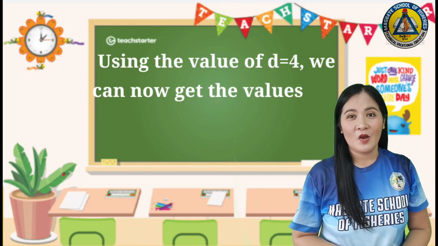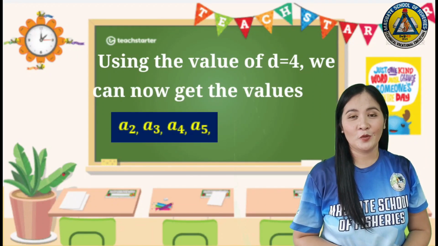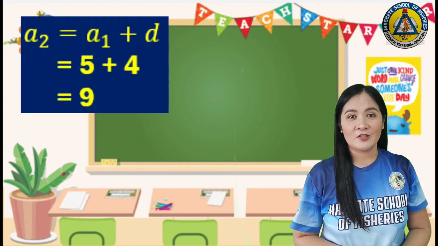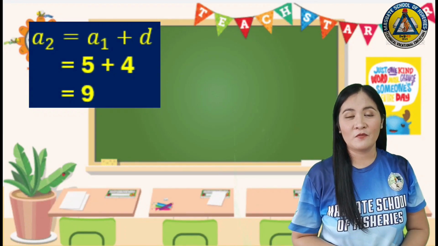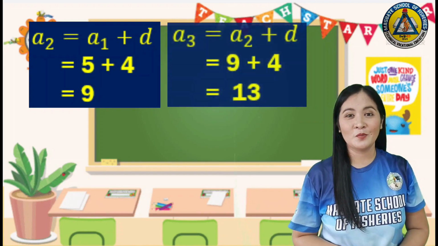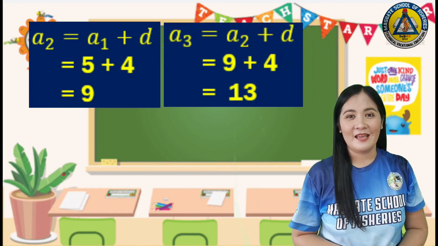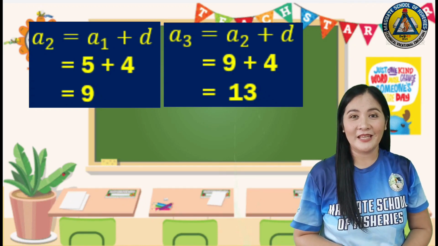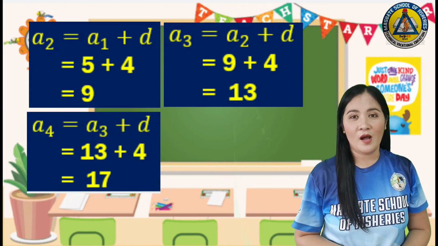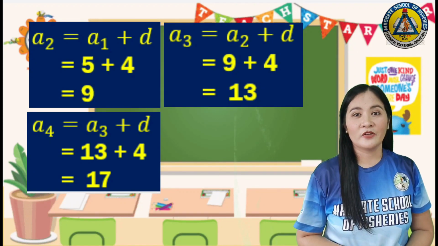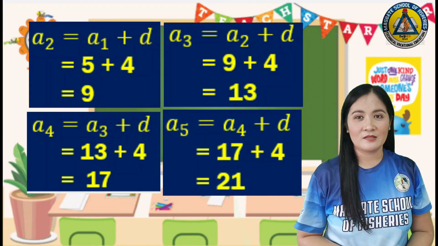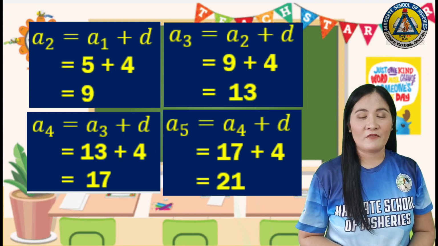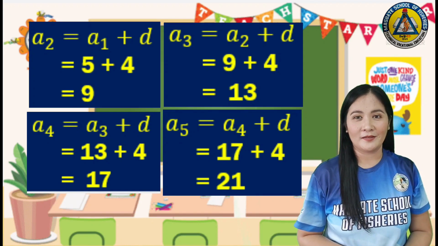Using the value of d, we can now get the values of a sub 2, a sub 3, a sub 4, and a sub 5. Thus, a sub 2 is equal to a sub 1 plus d equals 5 plus 4 equals 9. A sub 3 equals a sub 2 plus d, 9 plus 4 equals 13. A sub 4 equals a sub 3 plus d, 13 plus 4 equals 17. A sub 5 equals a sub 4 plus d, 17 plus 4 equals 21.